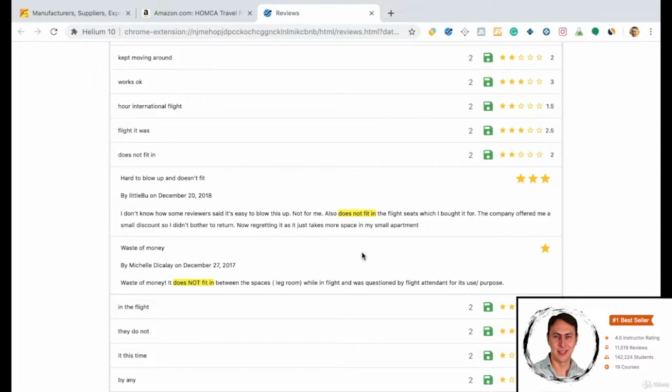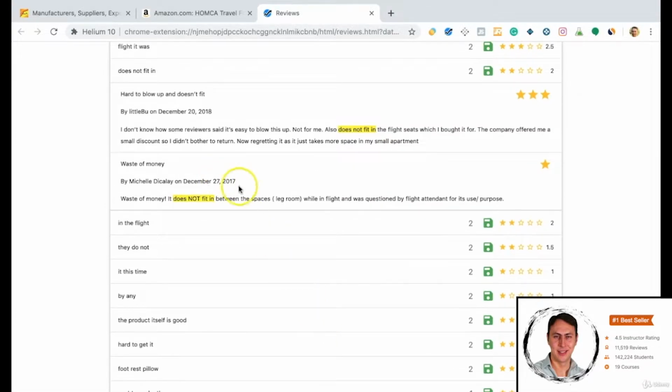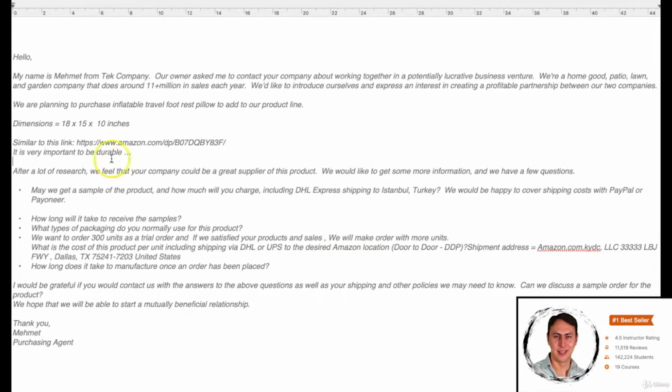In a word, you should mention this kind of thing in the section which starts with "it is very important." For example, I want my product durable, my product shouldn't lose air, and I want the pump durable. These are the things that you should mention here. You should mention the problems, it's very important. After that, we can pass to another section.